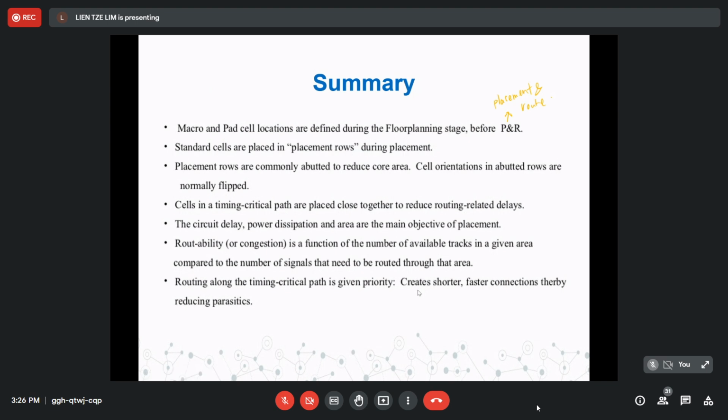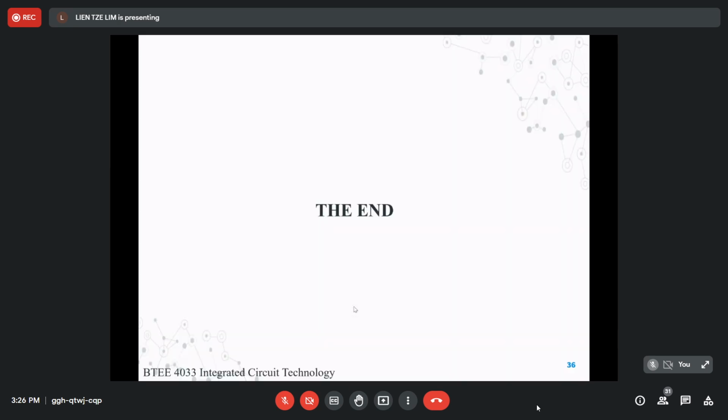So this one is the summary of the importance of the floor plan. This is the end of these topics in chapter 4.